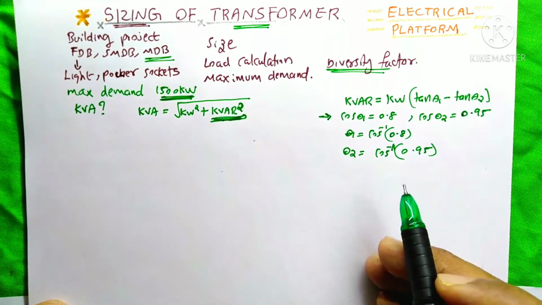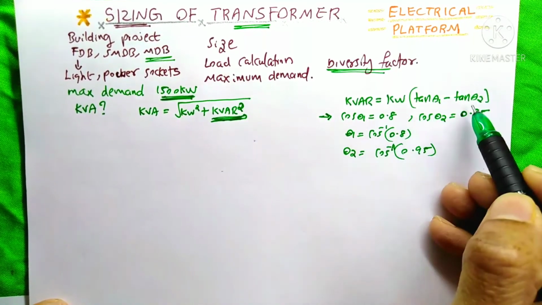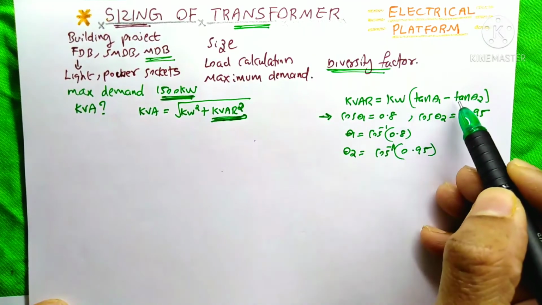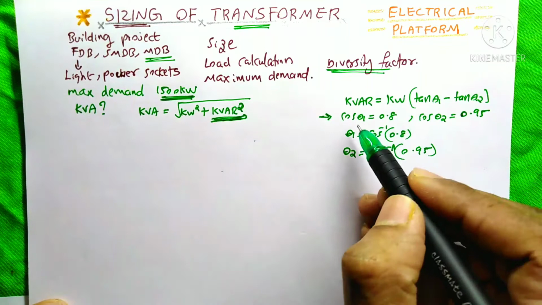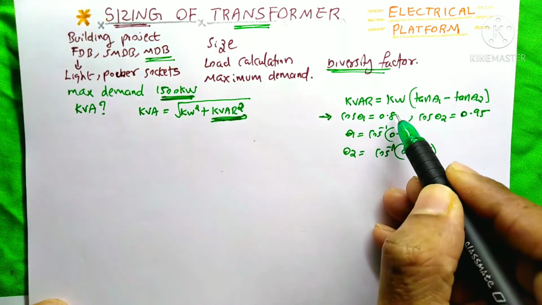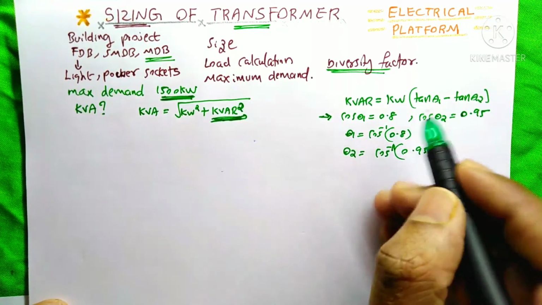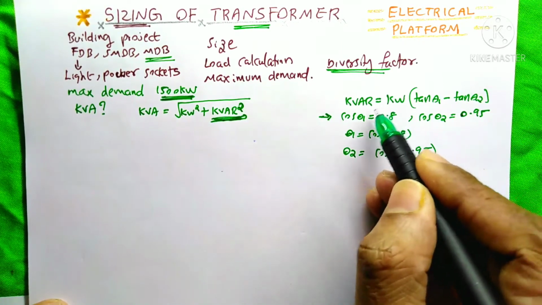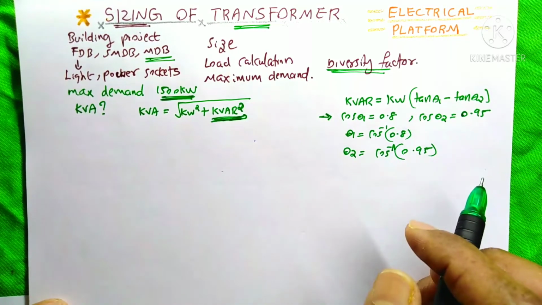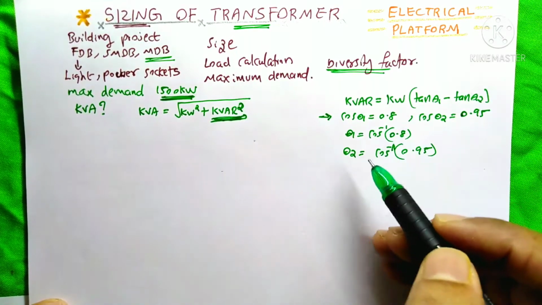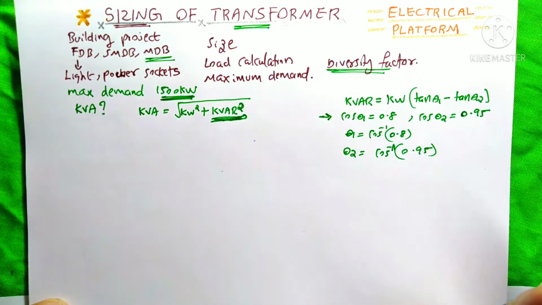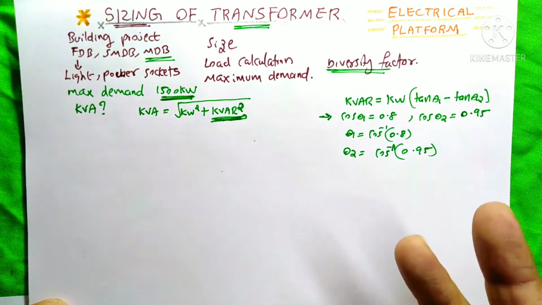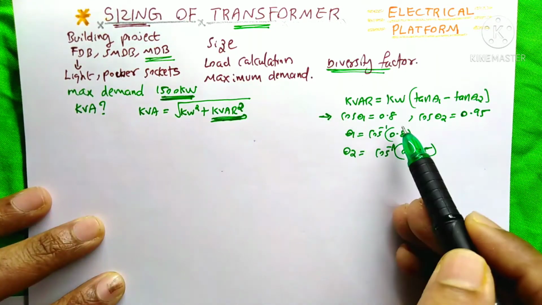So we will calculate the kVAR by using this equation: kilowatt into (tan theta 1 minus tan theta 2). Kilowatt means our maximum demand. Assume our cos theta 1 is equal to 0.8, which means our initial power factor is 0.8. Maybe in your building project the different loads have different power factors, for example 0.8 or 0.9 or 0.75. Take an average of the power factor.